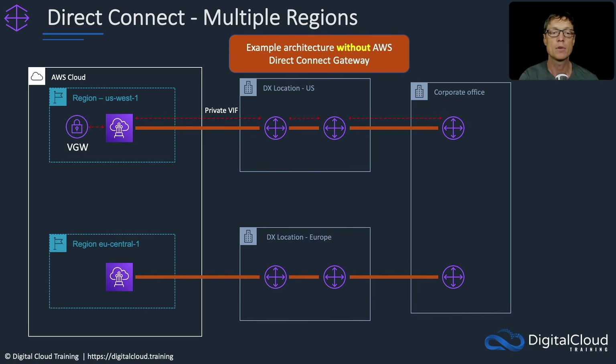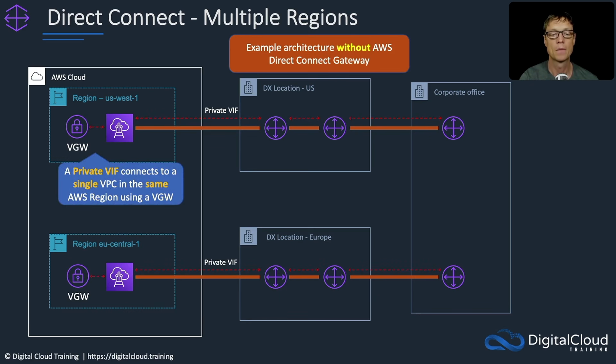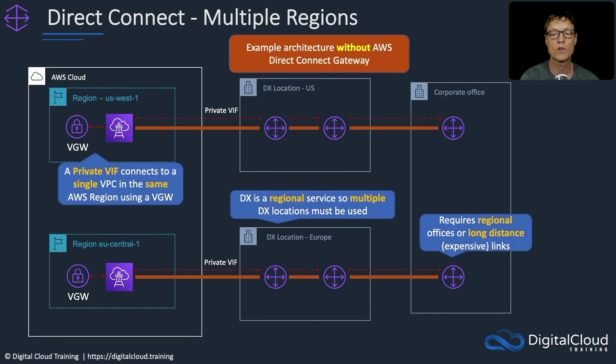You then must establish a private VIF, and that connects to a single VPC in the same region using a virtual gateway. We do the same in the second region. Now DX is a regional service, so obviously multiple DX locations have to be used for this topology. And it also requires regional offices or long distance expensive links.